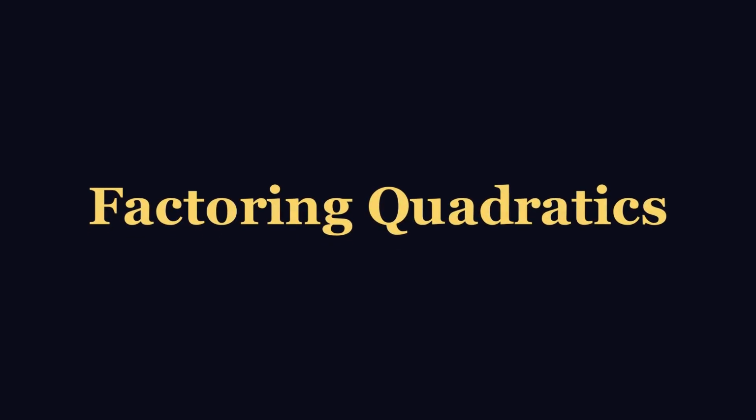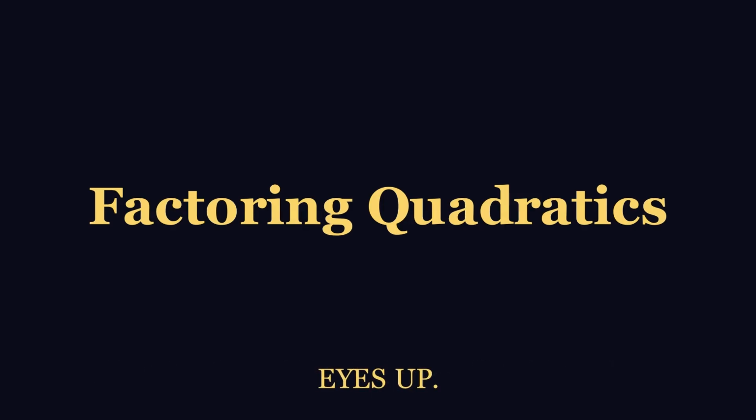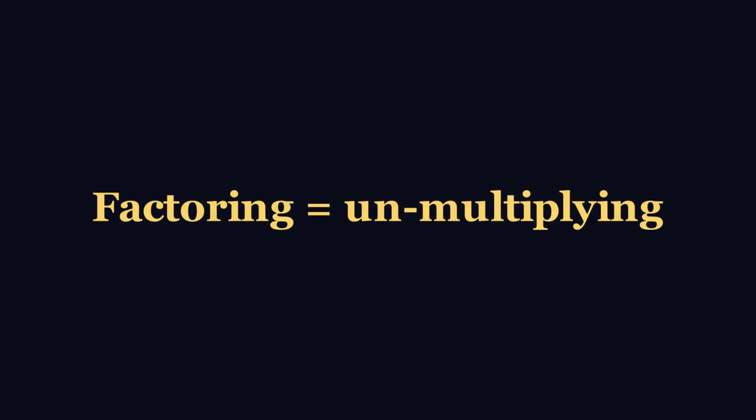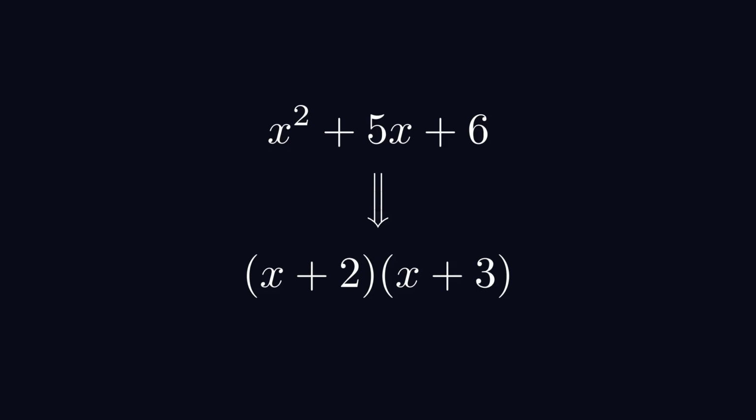Factoring quadratics, the single most useful trick in this whole rodeo, and the one lazy folks dodge till it bites 'em. Eyes up! Factoring is just unmultiplying. You take a quadratic like x squared plus 5x plus 6 and break it back into two pieces multiplied together. X plus 2 times x plus 3.